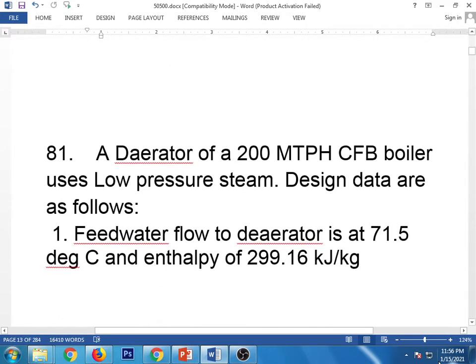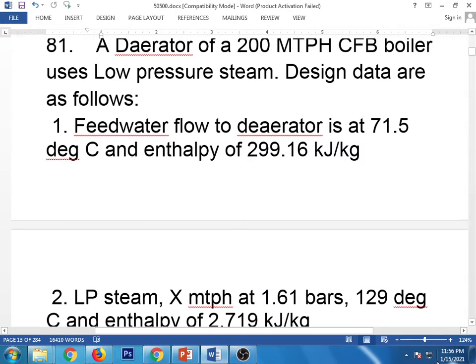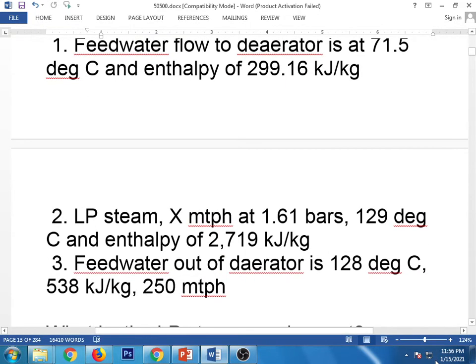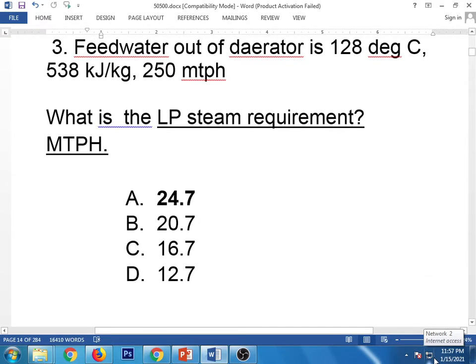A deaerator of a 200 MTPH CFB boiler uses low-pressure steam. Design data are as follows. Feed water flow to deaerator is at 71.5 degrees Celsius and enthalpy of 299.16 kilojoule per kilogram. LP steam X MTPH at 1.61 bar, 129 degrees Celsius and enthalpy of 2,719 kilojoule per kilogram. Feed water out of deaerator is 128 degrees Celsius, 538 kilojoule per kilogram, 250 MTPH. What is the LP steam requirement, in MTPH? Answer: 24.7.